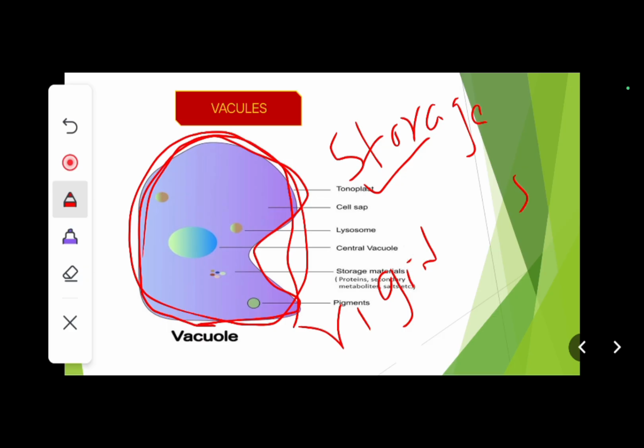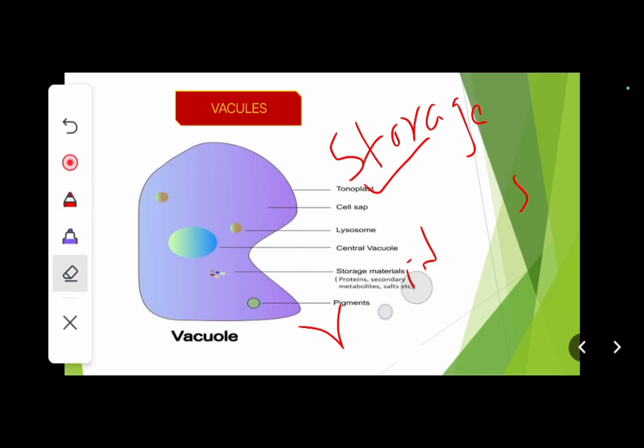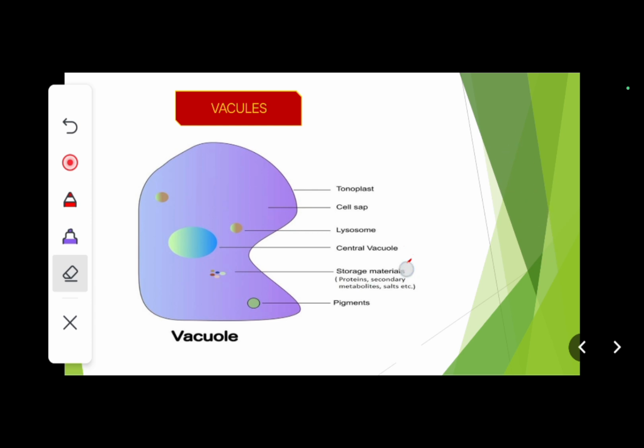Cell become rigid. Because of that rigidness, water will flow evenly inside the cell. So rigidness is most important for the turgidity of the cell. It helps in the turgor pressure. Okay, turgidity of the cell. So these are the major important functions of the vacuole, and mainly the vacuole is for storage purpose.